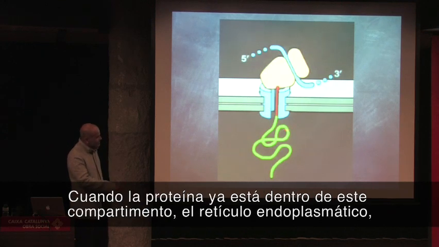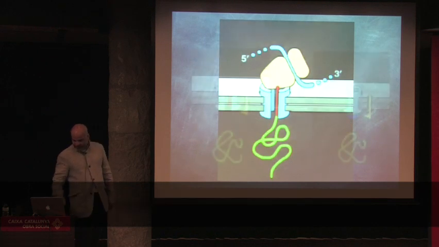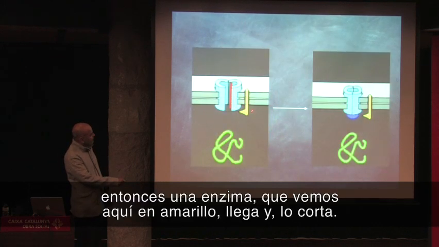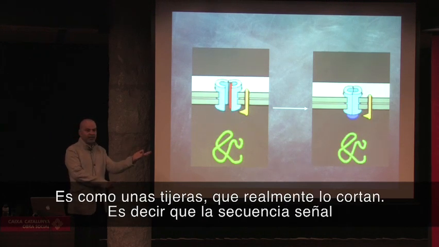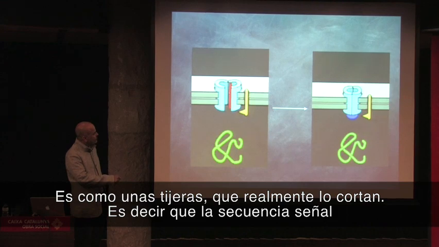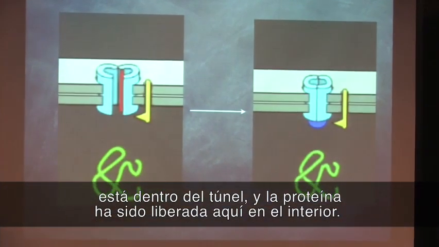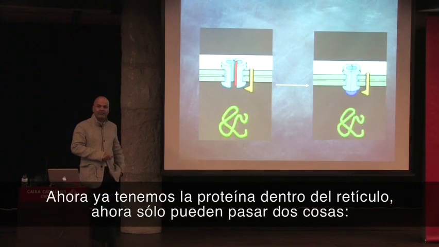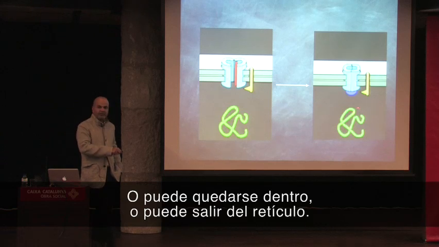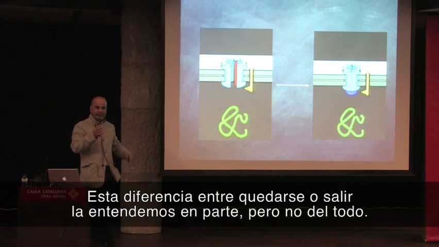Once the protein is inside the compartment, which is the endoplasmic reticulum, an enzyme, shown here in yellow, comes along and cuts it. It's literally like a scissor. It cuts it such that the signal sequence is now inside the tunnel, whereas the protein is released into the medium. So now once the protein is inside the endoplasmic reticulum, it has only two fates. It can stay inside the endoplasmic reticulum or leave. The distinction between leaving and departure is understood to some extent, but not fully.